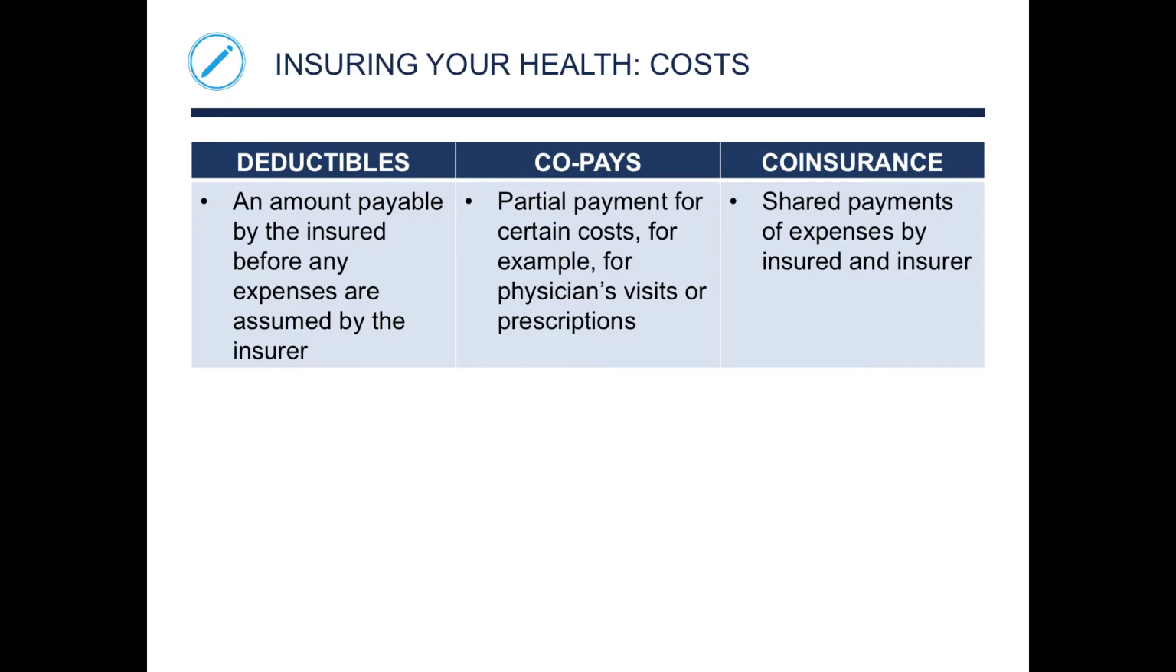So these are your costs and some key terms. Deductibles are an amount payable by the insured before any expenses are assumed by the insurer. The co-pays are a partial payment for certain costs, for example, for a physician visit or prescriptions. So this is just what you gotta pay, basically. And the co-insurance are shared payments of expenses by insured and insurer.